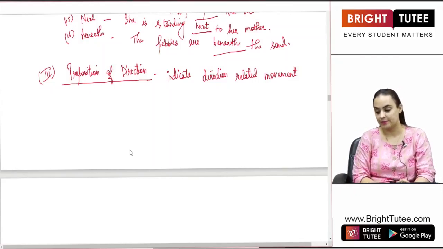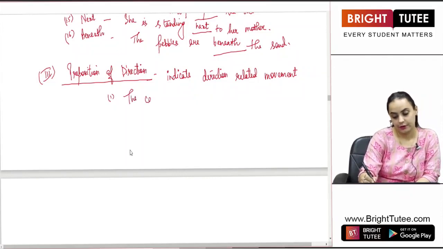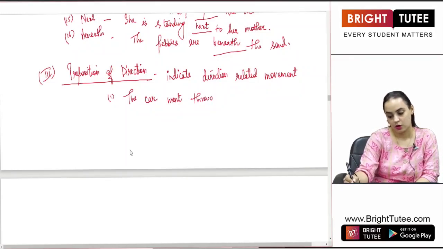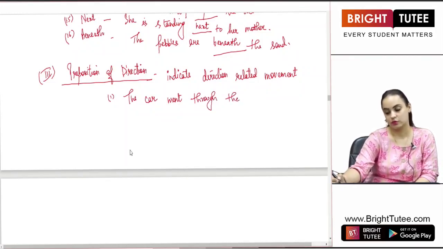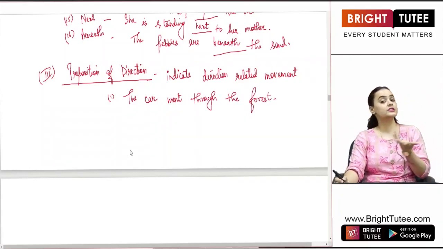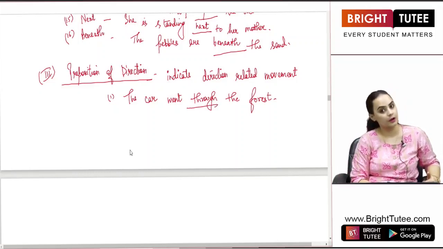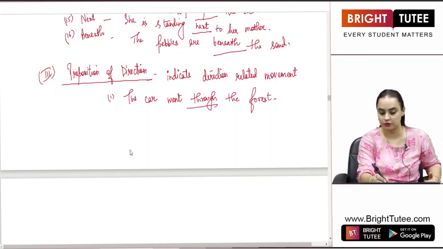Now, for example, if I say the car went through the forest. So, what is the direction of the car? Where did the car go through? Through the forest. So, through is my preposition of direction.